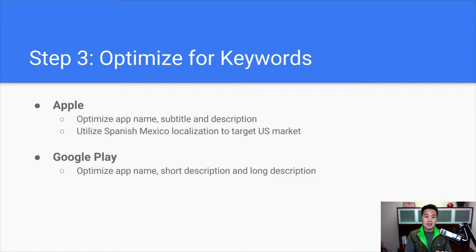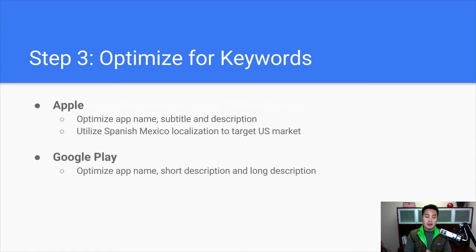And the trick, and I'm pretty sure most people know this by now, is that we utilize the Spanish Mexico localization. We put English keywords in there. So we have a different app name, a different subtitle, and different keywords than the US localization, and that allows us to double the keywords that we're using. Again, if you want more details, go check out another video, just look for how to double keywords ASO.